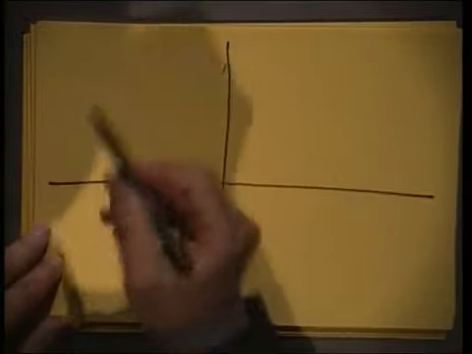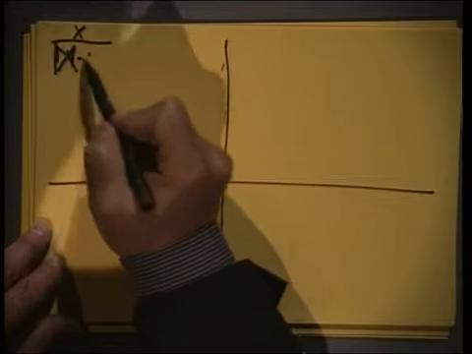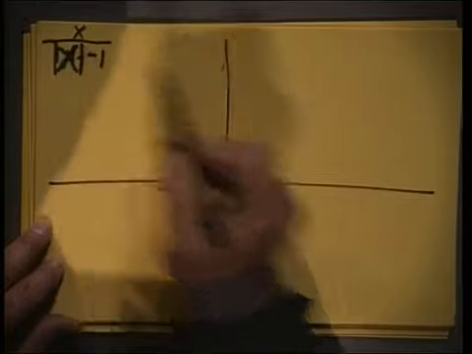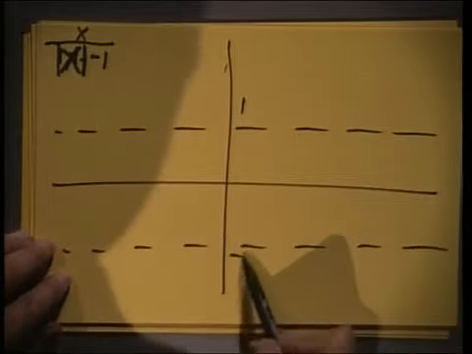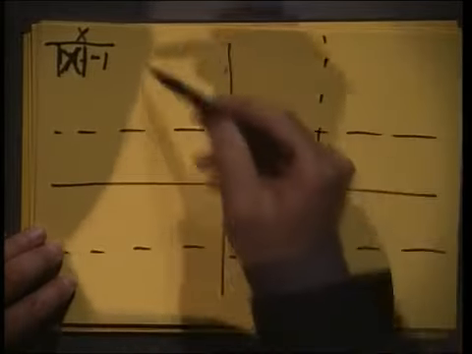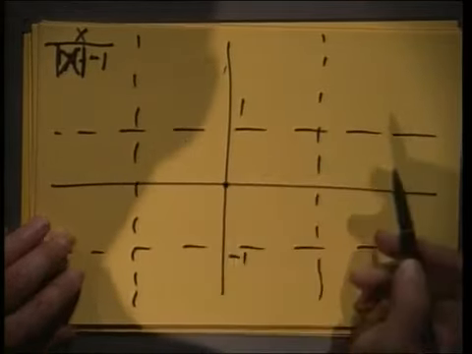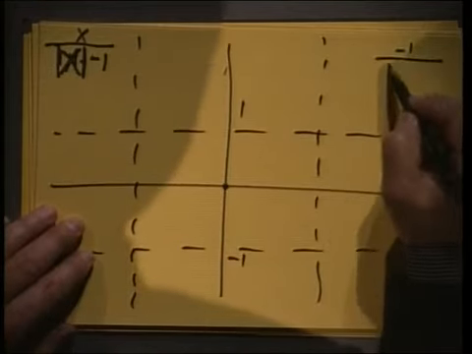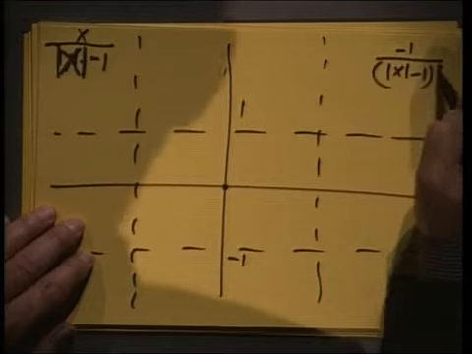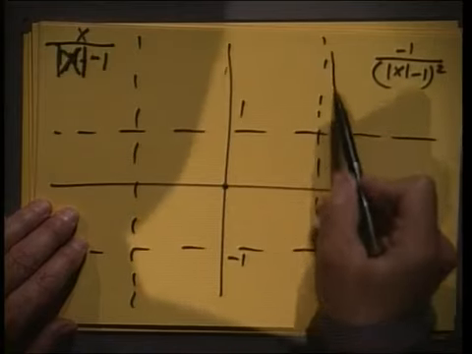No, we better take another. Your function is x divided by mod x minus 1. So in fact here you have a horizontal asymptote at 1, another one at minus 1. You have two vertical asymptotes like this. And x equals 0, it passes by this point. If you wish to take the derivative, you get directly minus 1 divided by mod x minus 1 squared.